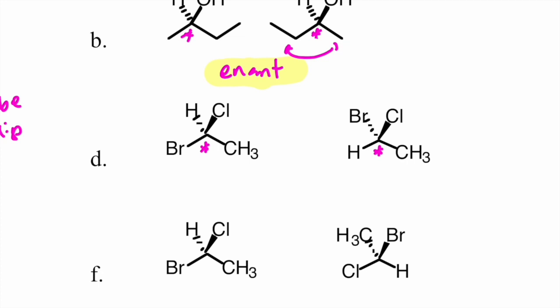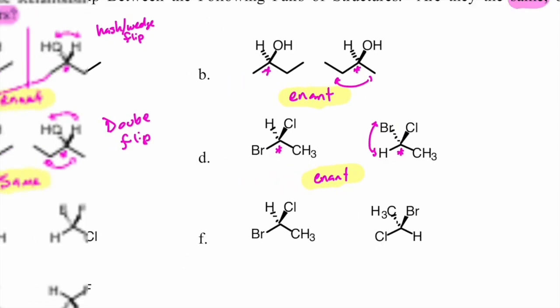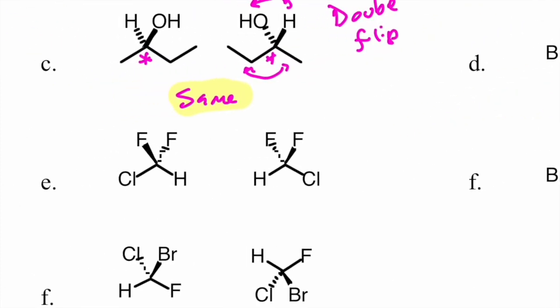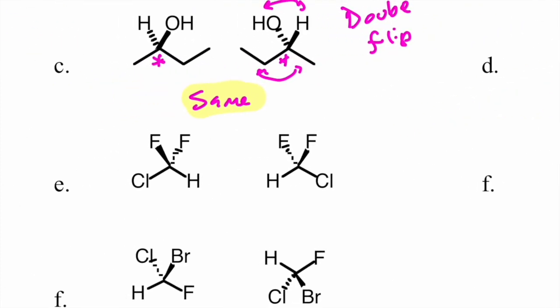So what did I change now? It appears that the H and the Br changed there. So these two switched. Oh, those are only 2. So it's an enantiomer. Three more. Are these enantiomers, or are they the same?